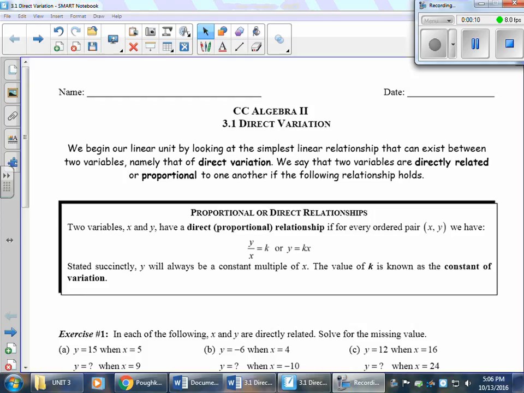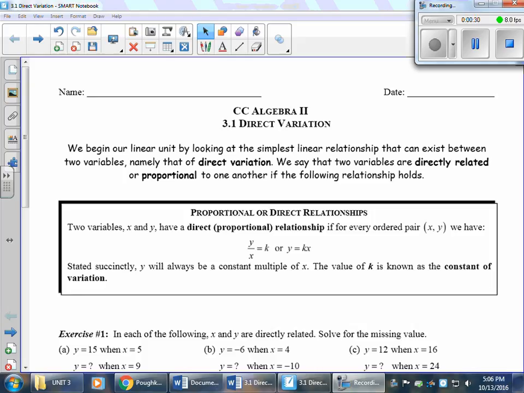And welcome to Common Core Algebra 2, 3.1 Direct Variation. We begin our linear unit by looking at the simplest linear relationship that can exist between two variables, namely that of direct variation. We say that two variables are directly related or proportional to one another if the following relationship holds.